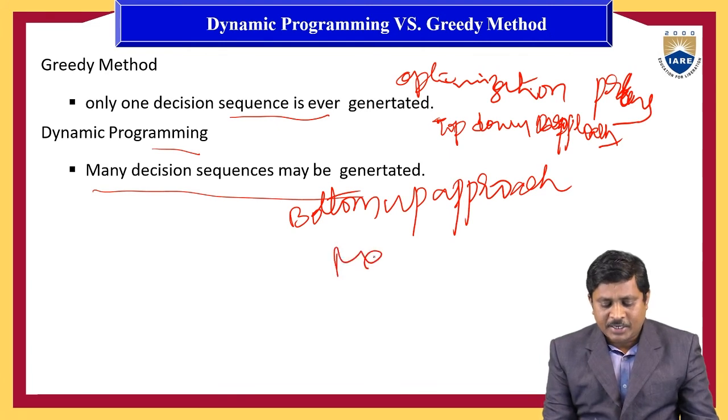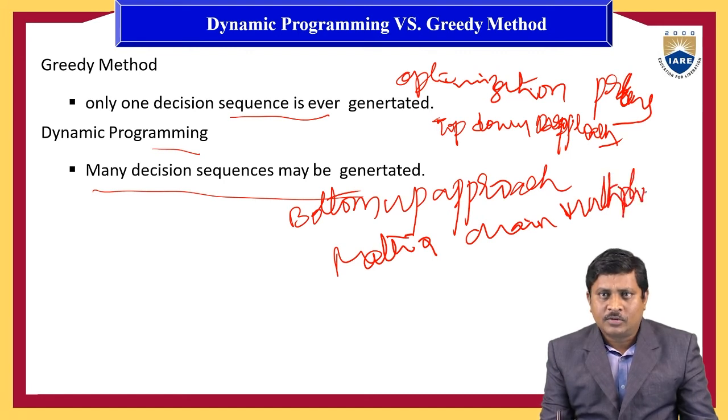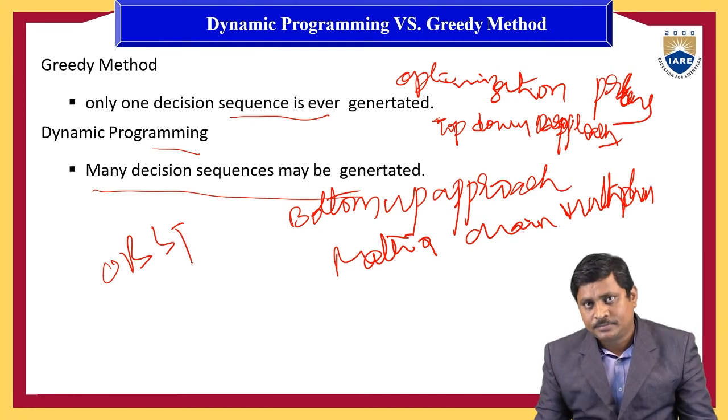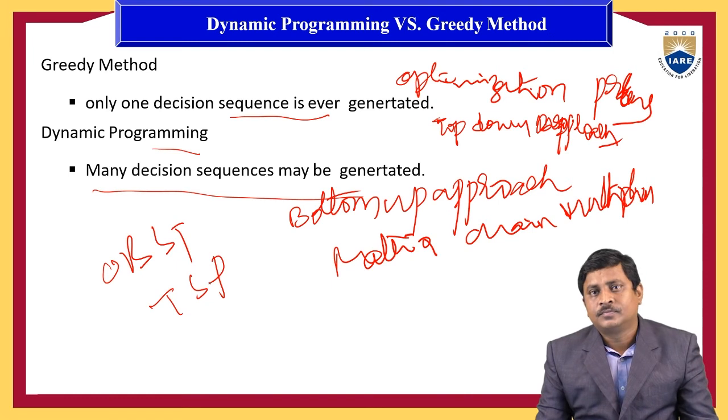matrix chain multiplication, and also optimal binary search trees, traveling salesperson problems. All these types of problems are solved under dynamic programming.